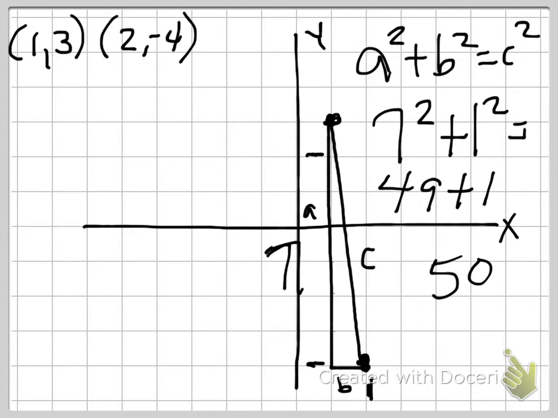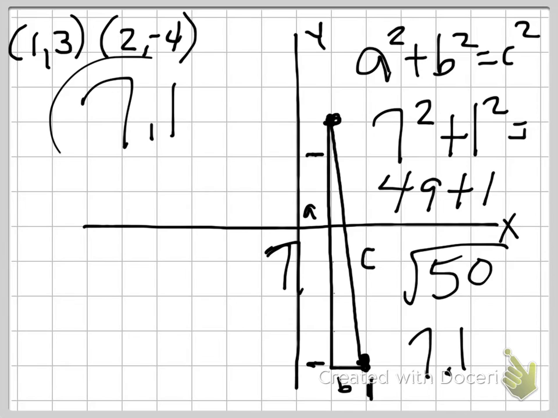So that's not the end answer. Now we have to put this in our calculator and determine the square root of 50. So the square root of 50, with our radical, is 7.1 if we round to the nearest tenth. So C, which is the distance between these points, will be 7.1. That will be our answer.